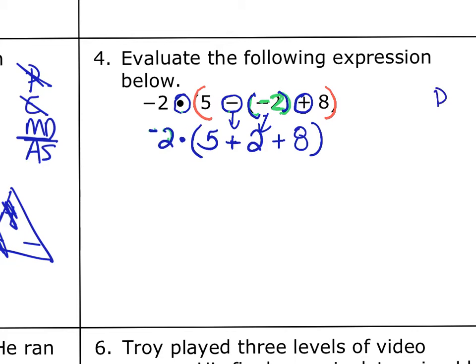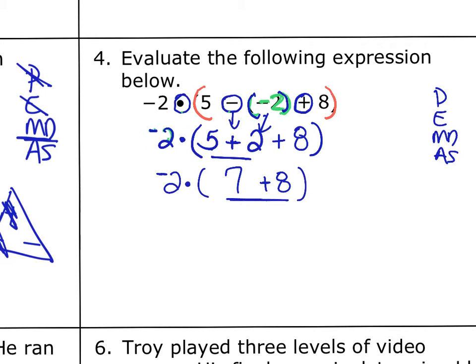Now, PEMDAS. Okay, I do have parentheses. And guys, remember, inside the parentheses, you must still follow order of operation. It's all addition, so it's not that challenging. But watch this. The guy brought down that information. 5 plus 2 is 7. I still have more in the parentheses, so that has to come next. 7 plus 8 is 15.